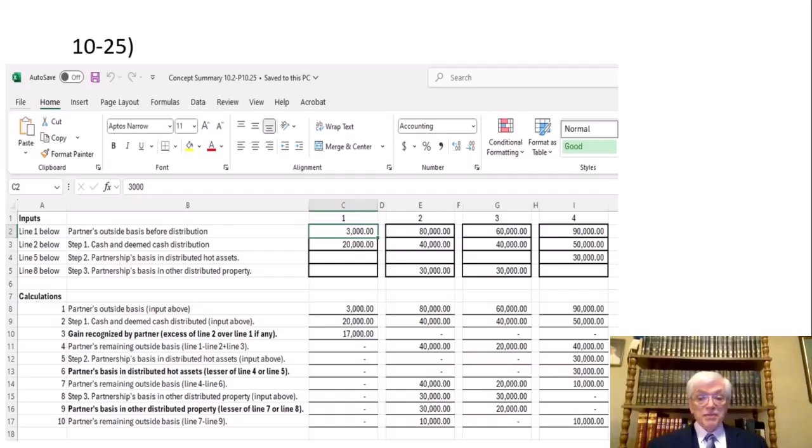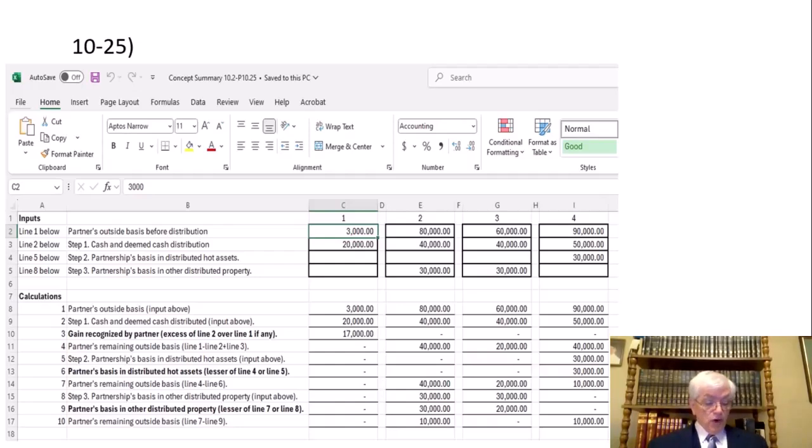So we will call that inventory a hot asset. So $90,000 subtract the $50,000 in cash, and she's left with $40,000. Then subtract the hot asset at $30,000. That gives her a basis in the hot assets of $30,000 and a remaining outside basis of $10,000. No other property was distributed, so her ending basis is $10,000.